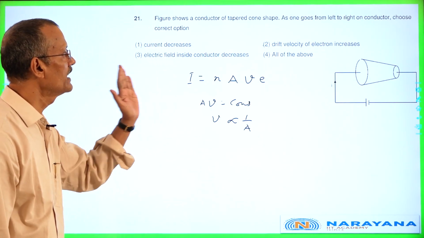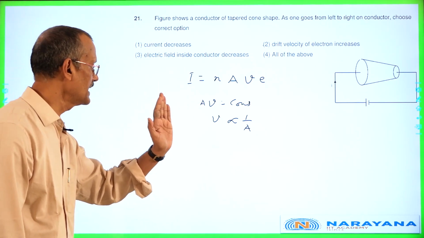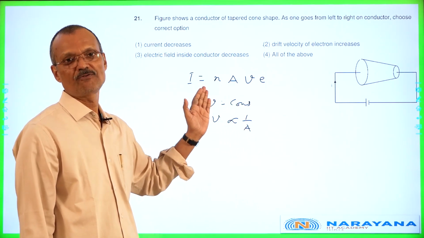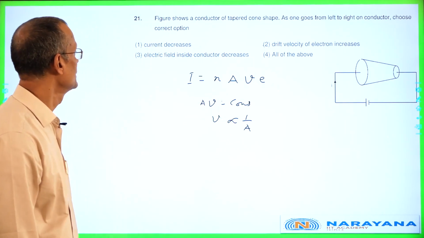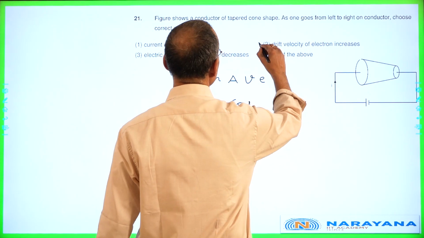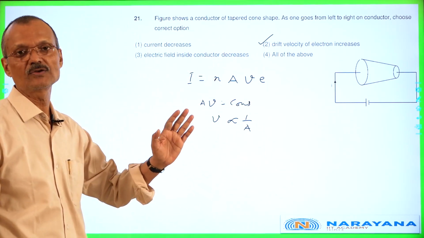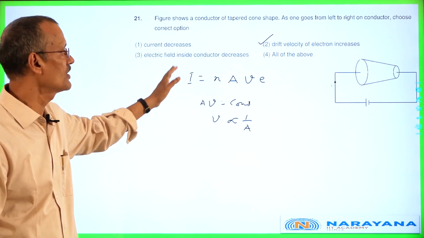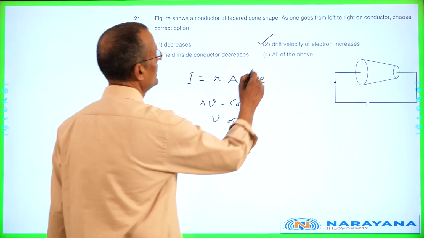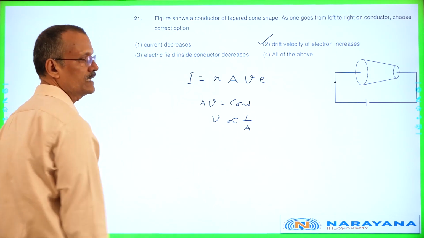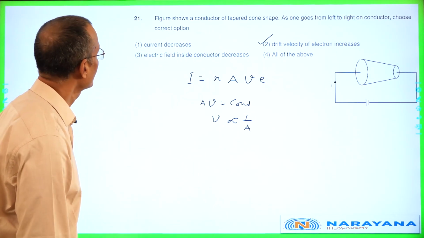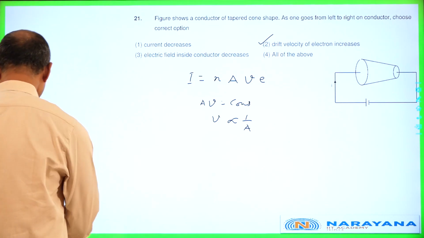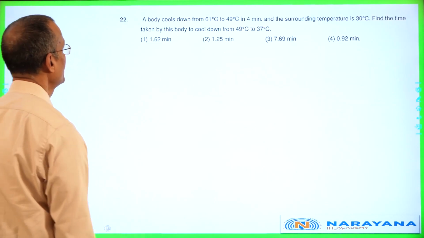As one goes from left to right, cross sectional area decreases. When cross sectional area decreases, what will happen to drift speed of free electrons? It will increase. So, answer, drift speed will increase. As far as electric field is concerned, J equals sigma into E, so electric field will increase, not decrease. So, answer for this is drift velocity increases. Electric current will remain constant. So, for question number 21, answer will be 2. I hope you understood it clearly. Now, let us move to question number 22.